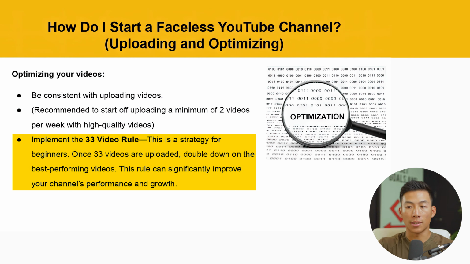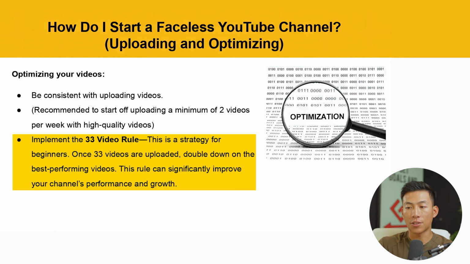So basically the rule is that once you post 33 videos on your channel, that's when you can start to analyze all the best performing content and then double down on that. So start creating more content that is related to that type of style, and this can significantly improve your channel's performance and growth, because you're basically giving your viewers what they like.